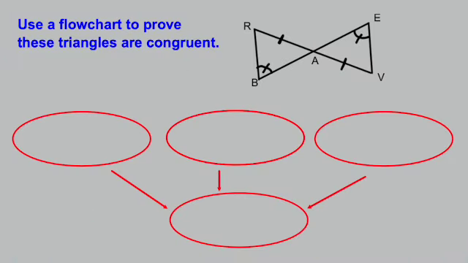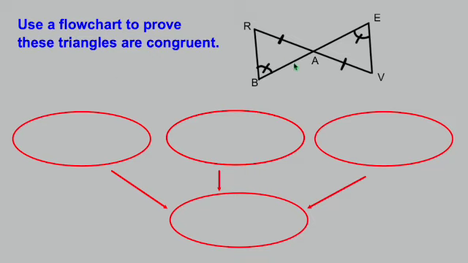Let's take a look now at how we prove that two triangles are congruent to each other. There's a couple of ways that we'll use during the course to show that they're congruent. One is what we call a flowchart, which we're going to be using today, and later you'll learn how to do something called a two-column proof. So let's talk about how to do a flowchart.